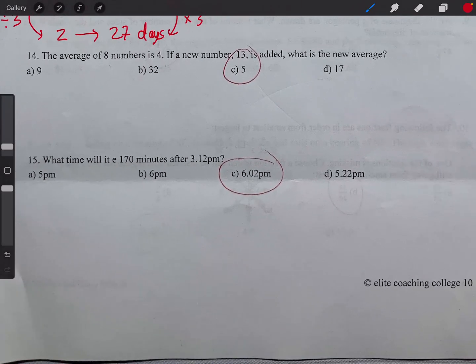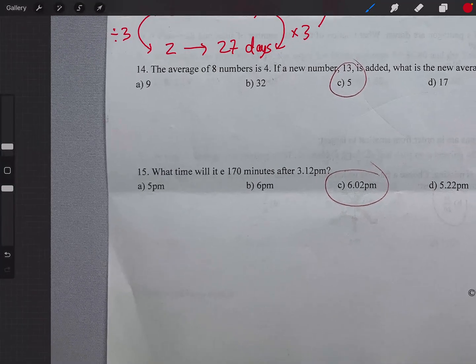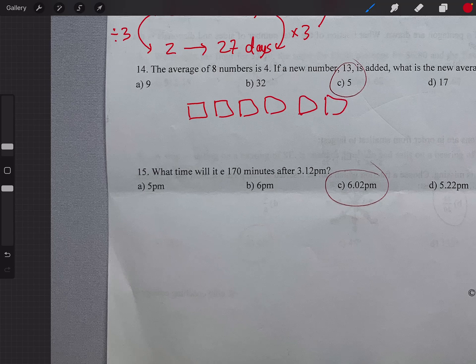Question 14. The average of 8 numbers is 4. So imagine you have 8 boxes. I always draw these boxes to represent numbers. So here's 8 boxes. Some of them might not look like boxes. 1, 2, 3, 4, 5, 6, 7, 8. I get lazy drawing these boxes. Okay, I draw a little bit better. How about that?